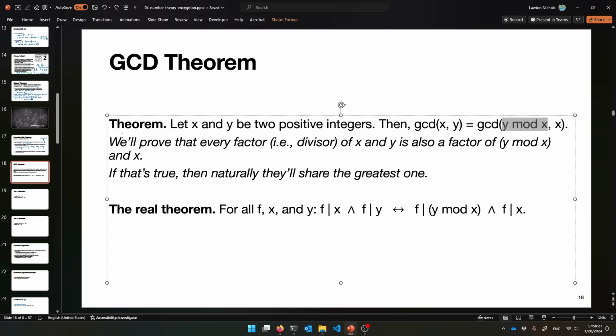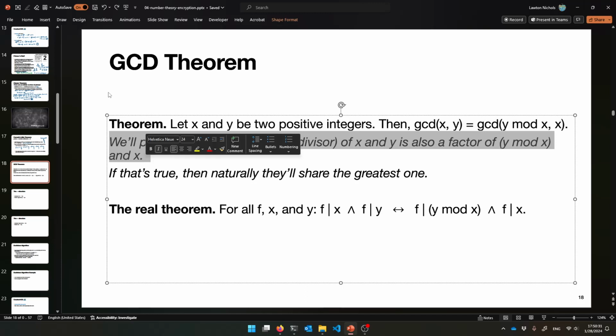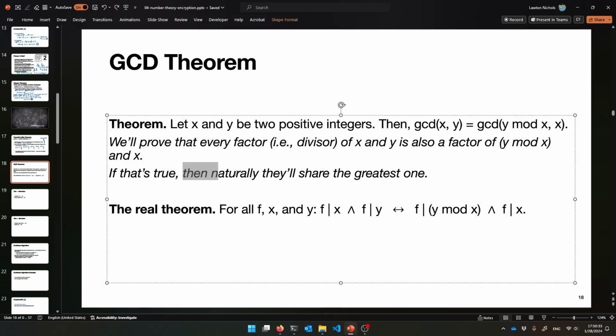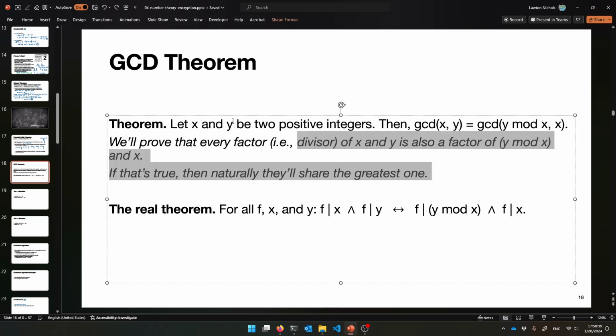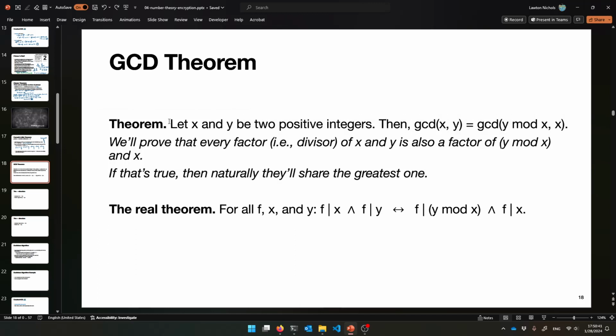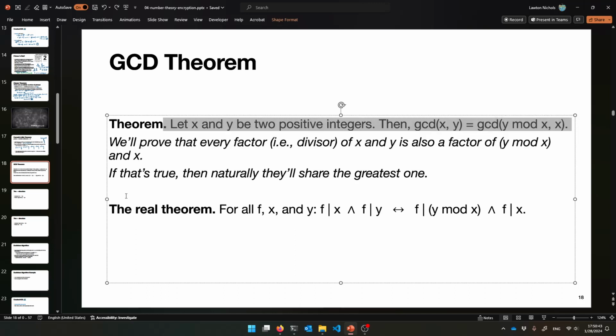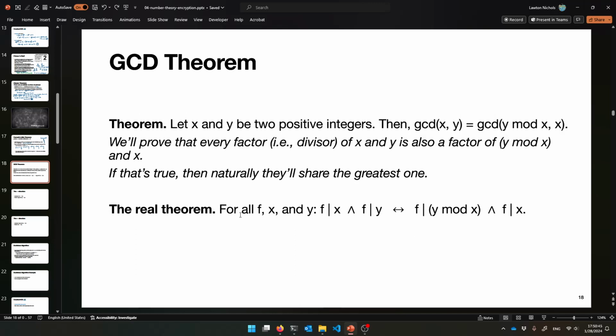And then once we've shown this, that's like the first bit. But if you know every factor they have in common, then you can go and find their biggest one, because they're obviously going to share the biggest one as well. Okay, so that's why it'll be true. So if we prove both of these things successfully, we'll have proven the original theorem. So let's prove that.